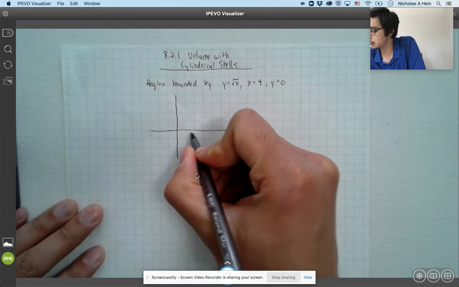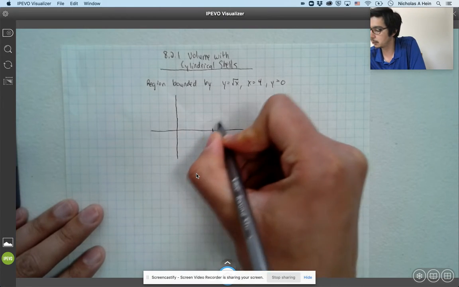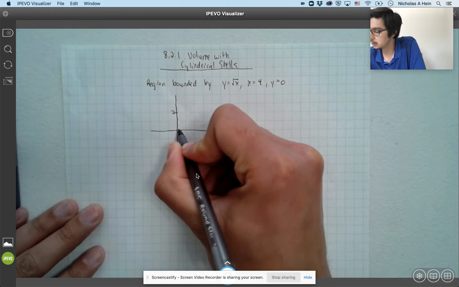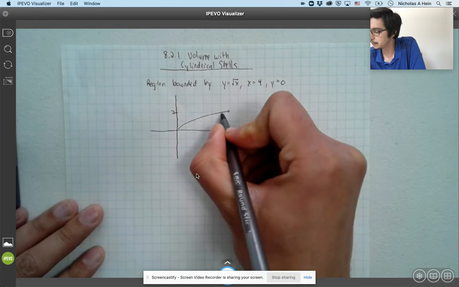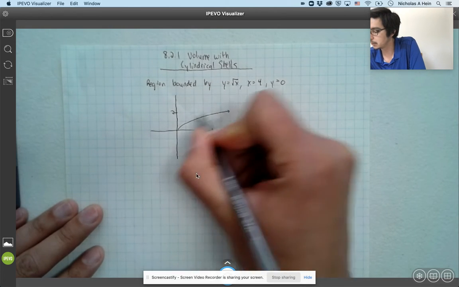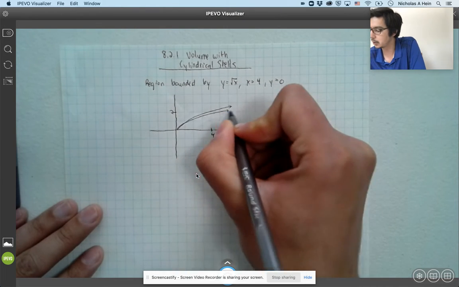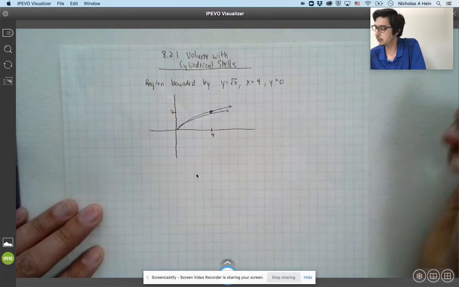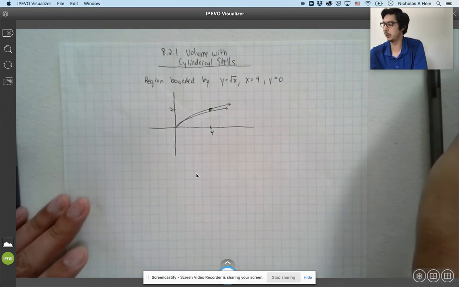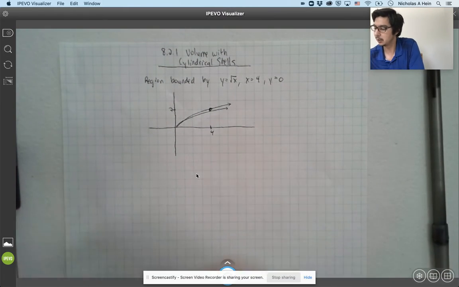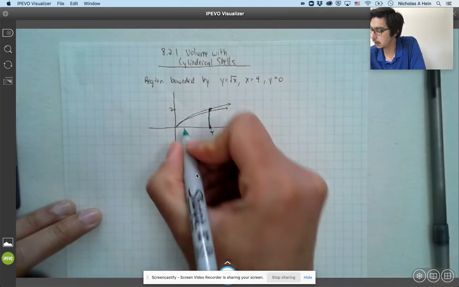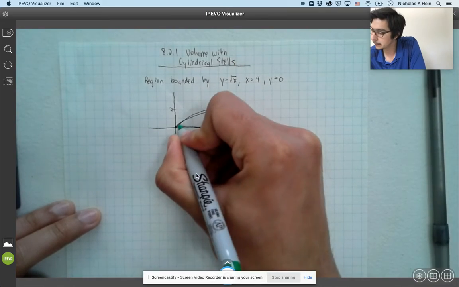Okay, so y equals root x, x equals 4. That would put that at 2. So that looks something like this. Should be somewhere like that. There you go. That's at 4, 2, and then y equals 0. So highlighting that region, we're looking at this region right here.